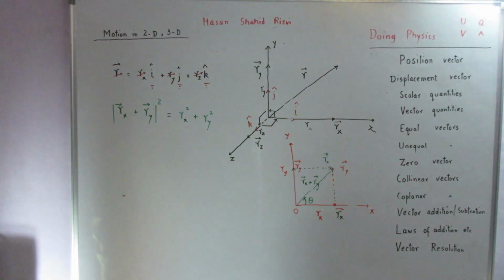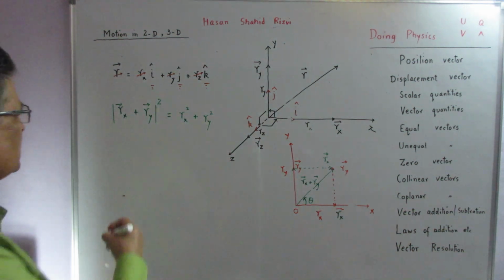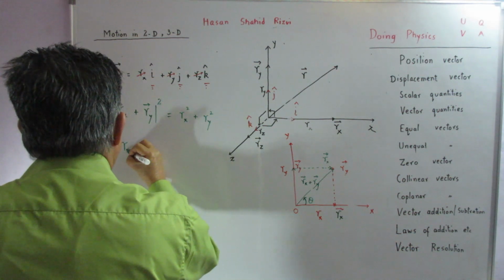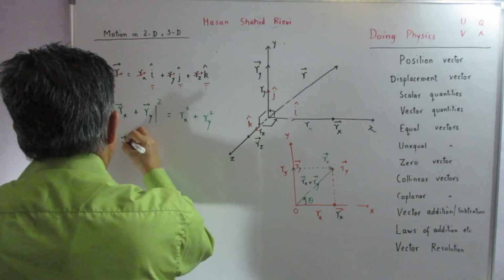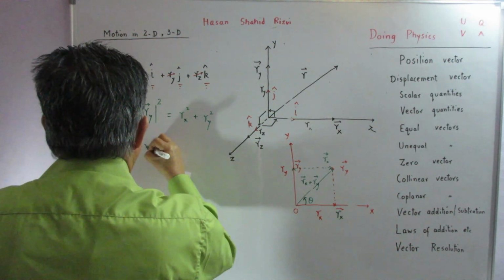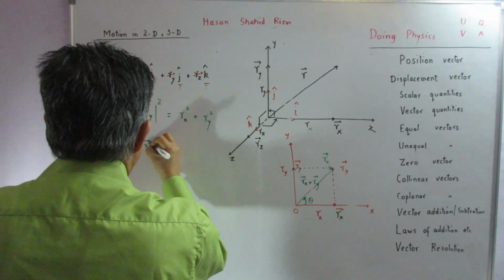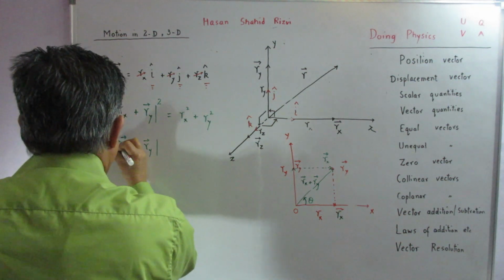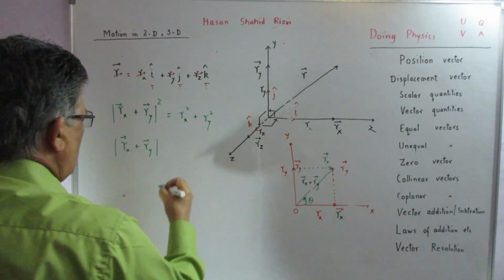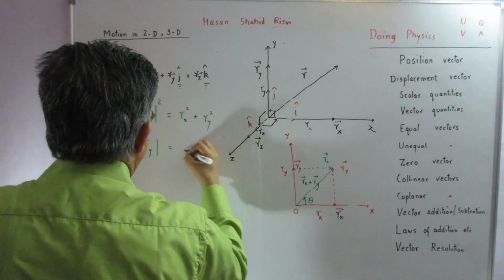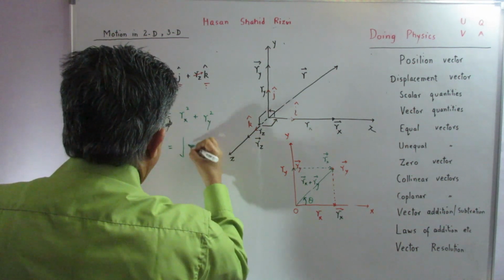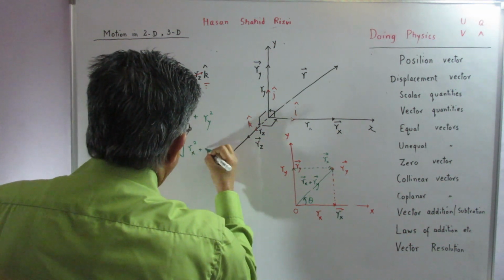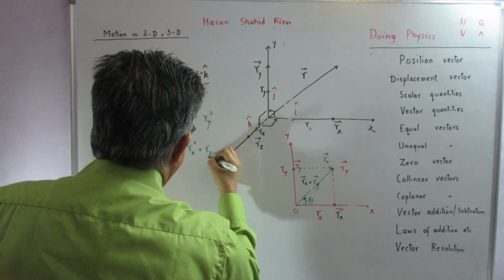So therefore I can say that the magnitude of the vector that we have obtained by addition, Rx plus Ry, we can give it a name, but I will not. I'll leave it to you to give it a name and obtain values. So this will be equal to under root of Rx square plus Ry square.